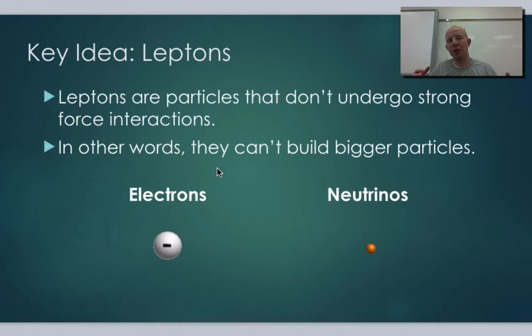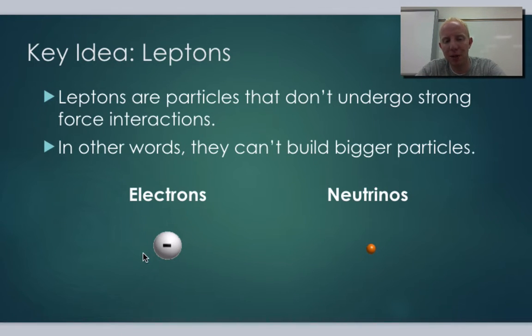And that's what builds all the things we see around us, like lead, carbon, nitrogen, right? All the different chemicals come from the quarks and protons and neutrons. That's what gives us all these big particles. If we don't have that strong force interaction, you can't do that. And so that's leptons. They can't build anything bigger than themselves.